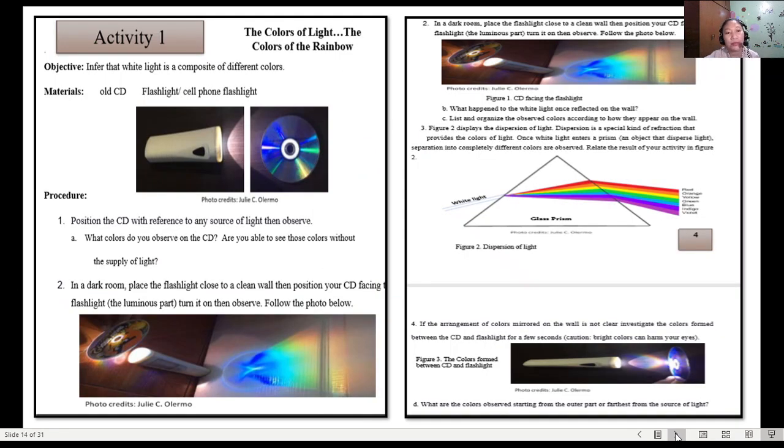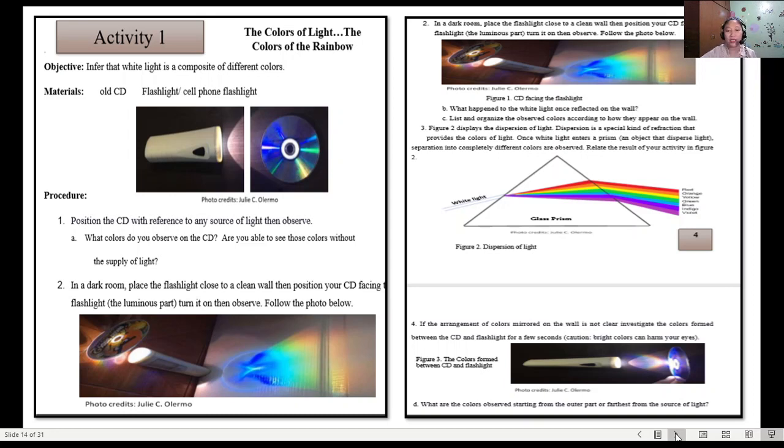In activity number 1, the colors of light, the colors of the rainbow. So meron tayong mga readily available materials sa bahay na kung saan pwede natin bigyan ng mga procedures para mabuo natin or makomplete natin yung activity about the properties of light. So this displays the dispersion of light.